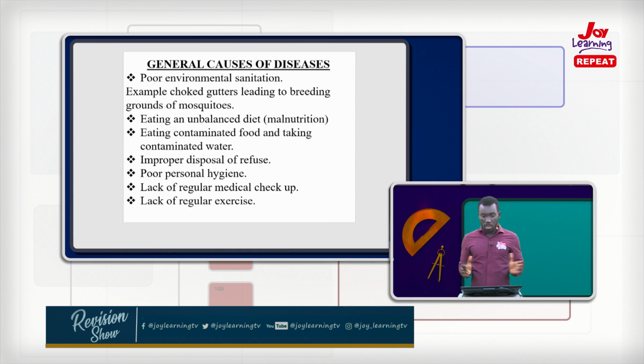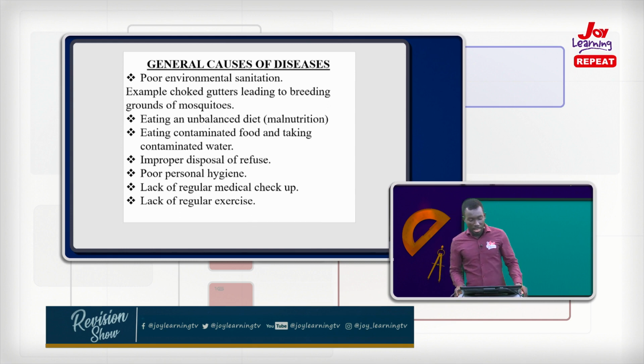Now let's go to some of the general causes of disease. We have one which is called poor environmental sanitation. If the environment is so poor, whereby there's dirt all around, then all human beings in that locality will most definitely be prone to disease. So you have choked gutters leading to breeding grounds for mosquitoes. Remember that when gutters are choked, the wastewater does not get free passage away. So mosquitoes will breed in that area and then move from that area to your home to feed on your blood. And as they feed on your blood, they inject into your body what is called Plasmodium, which is the malaria-causing organism.